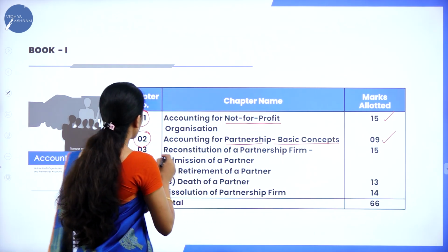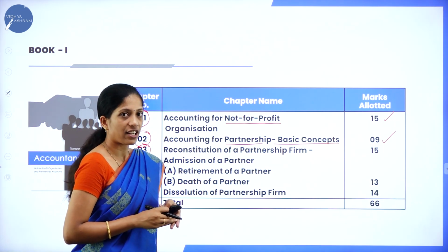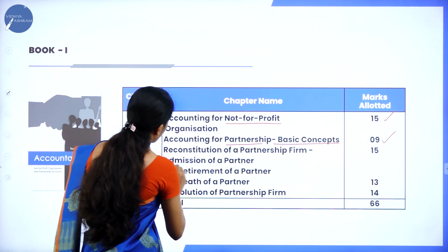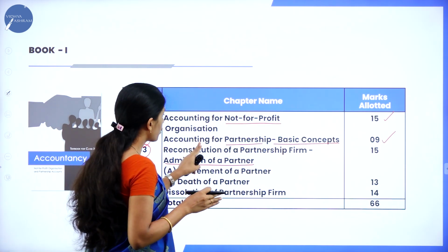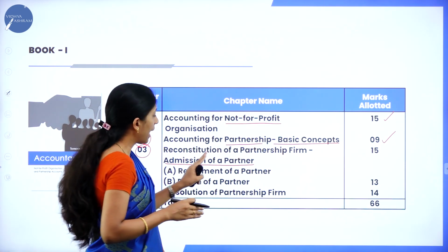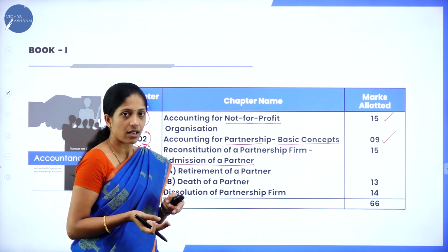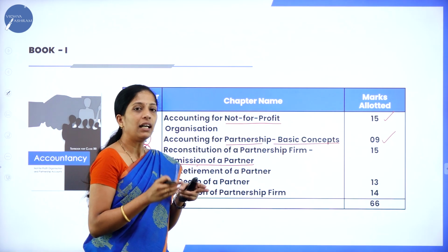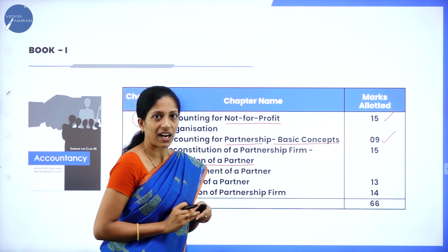Okay. Now coming to the third chapter, it is Reconstitution of a partnership firm. Under that, you are going to learn about admission of a partner. Under Reconstitution of a partnership firm, you will have admission of a partner, retirement of a partner as well as death of a partner. But in your third chapter, under Reconstitution, you will learn only about admission of a partner.